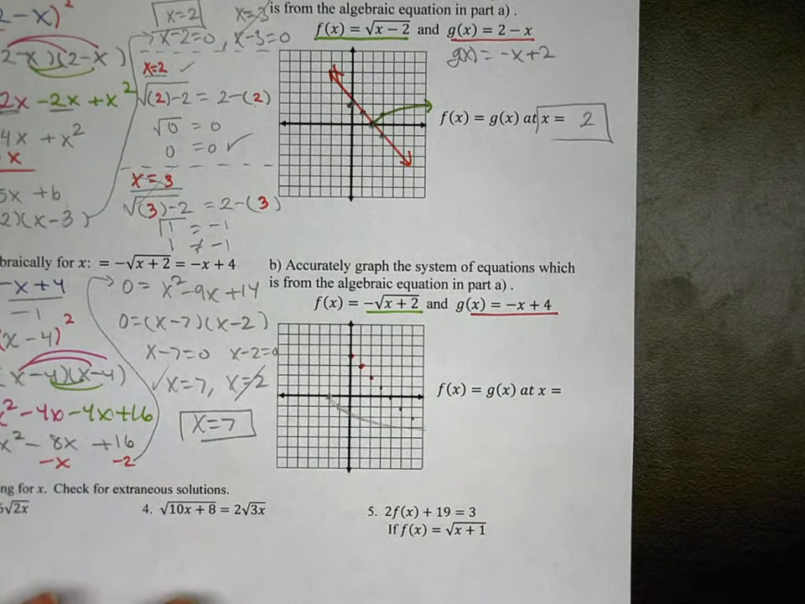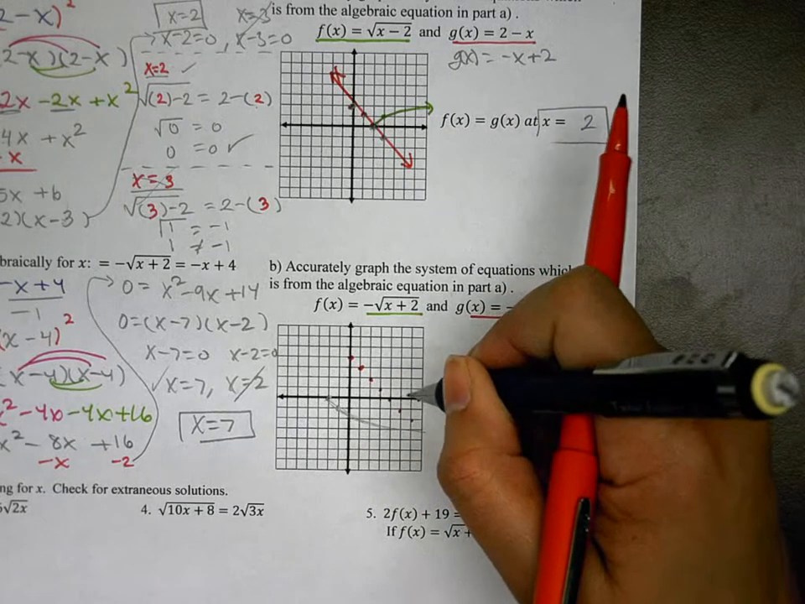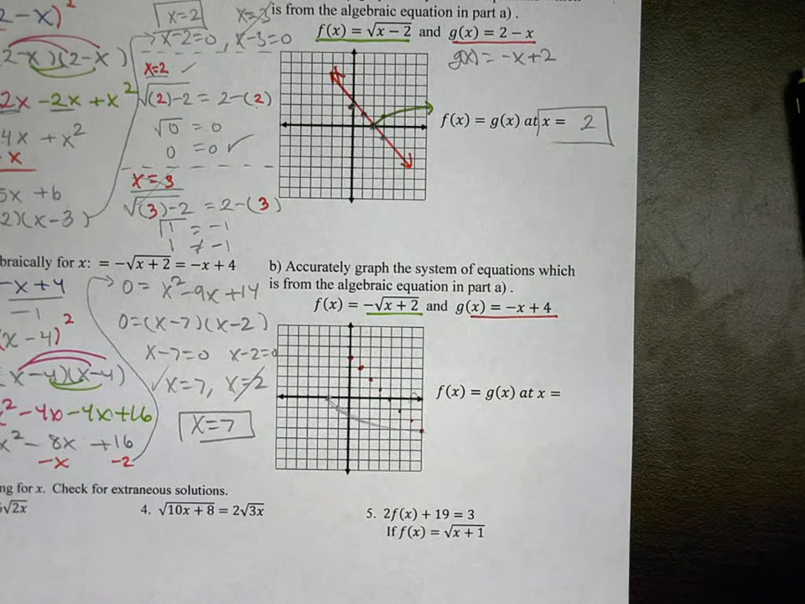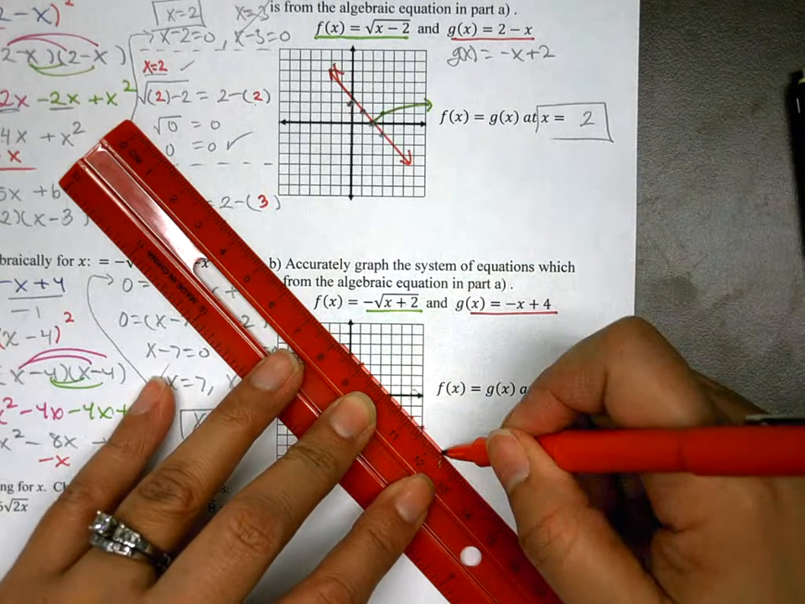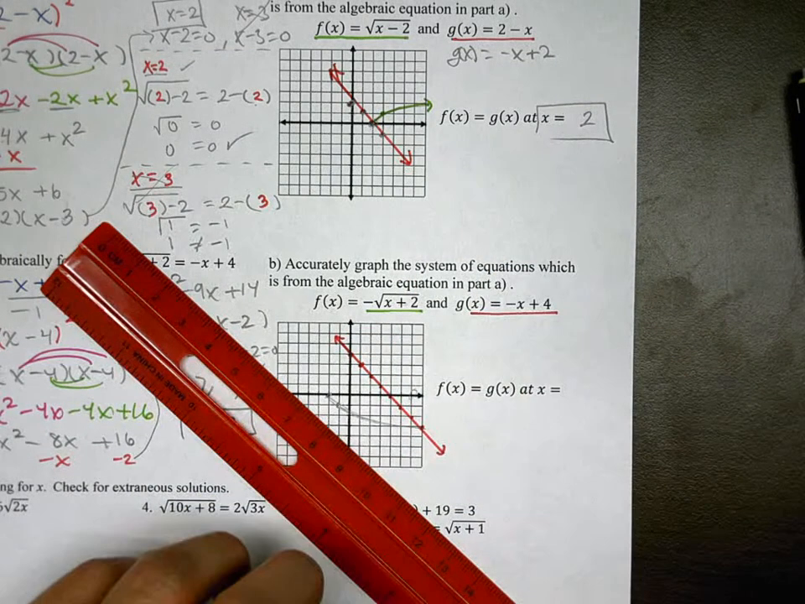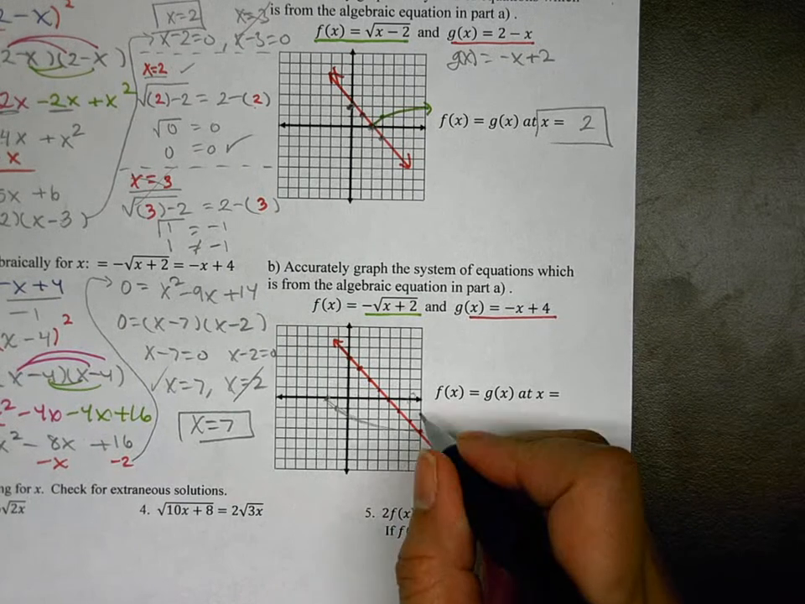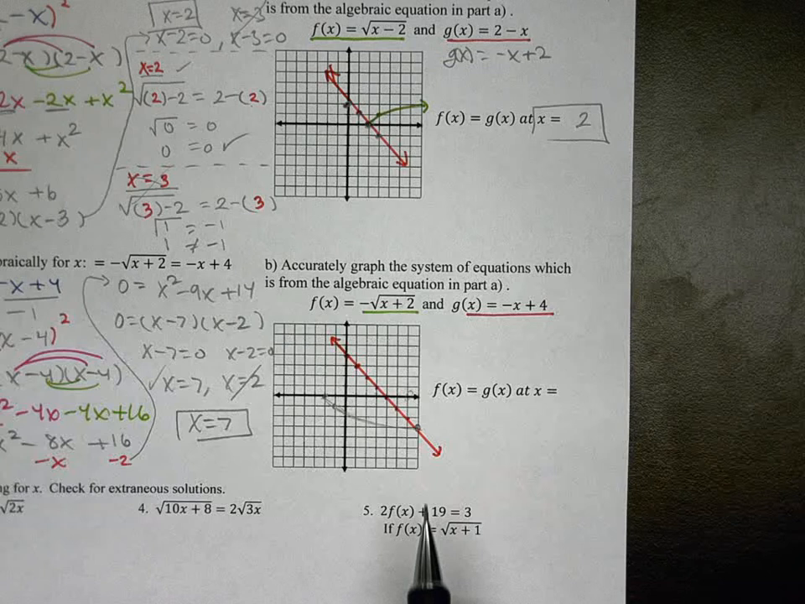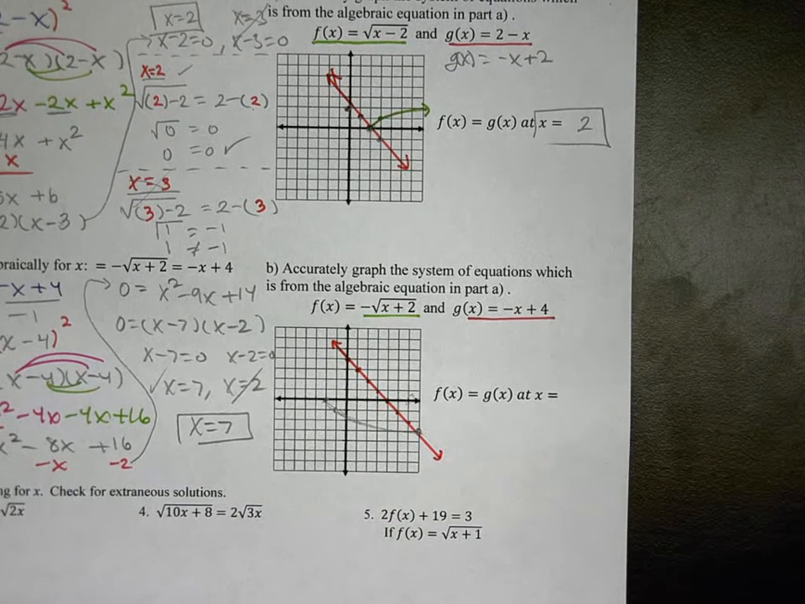Where's x equals 7 even at? 1, 2, 3, 4, 5, 6, 7. It's right there. So I'm just going to go one more time and connect. Okay, so I know they're going to intersect at 7, negative 1, 2, 3. That there is where they're going to intersect. And you can see my graph actually went through there. That was just a rough sketch, but it did go through.